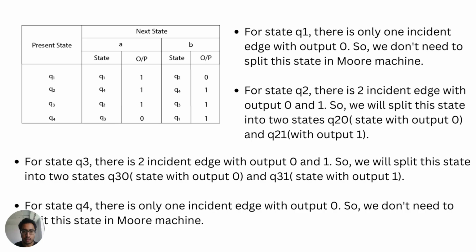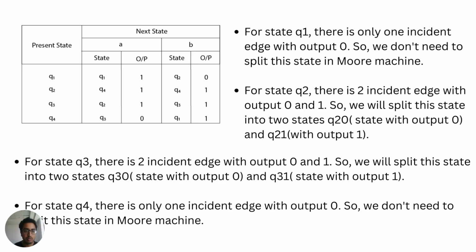So for state Q1, there is only one incident edge with output 0, so we don't need to split the state in the Moore machine. For state Q2, there are two incident edges with output 0 and 1, so we will split this state into two states: Q20, the state with output 0, and Q21 with output 1.